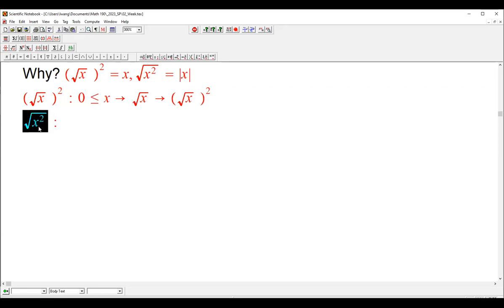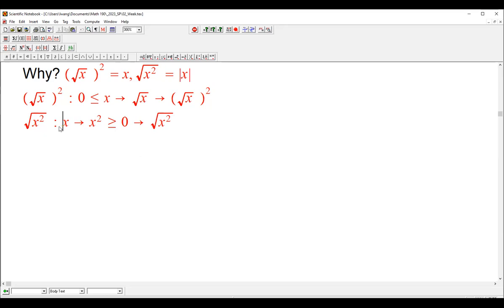In the second one, however, you have x, and after x's input is given, we do x squared. After x squared, we take the square root of x squared. Because any real number, after it's squared, is non-negative, this is always going to be greater than or equal to 0.